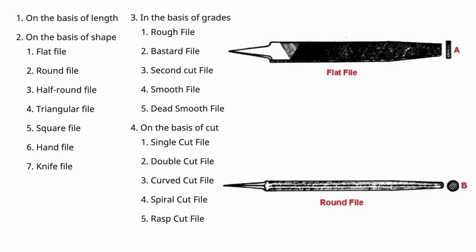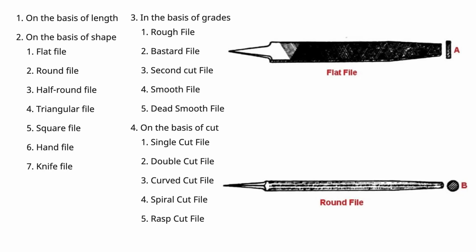As you can see here, there is classification on the basis of length and on the basis of shape. The shape defines flat file, round file, half round file, or semicircle file as you can also call it, triangular file, square file, hand file, and knife file, which is the shape of a knife basically.